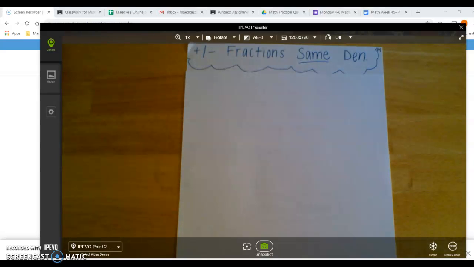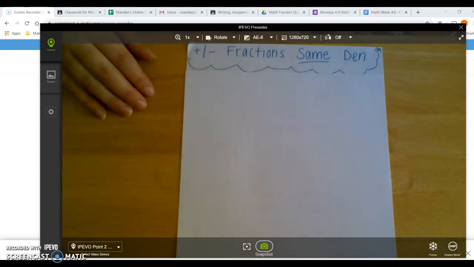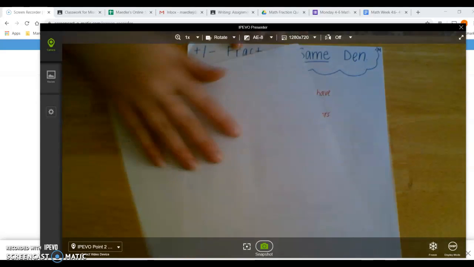We are going to start some math stuff today. It's going to be some review. So we are going to start today with fractions with the same denominator when you're adding and subtracting. This should not be that hard for you to remember.